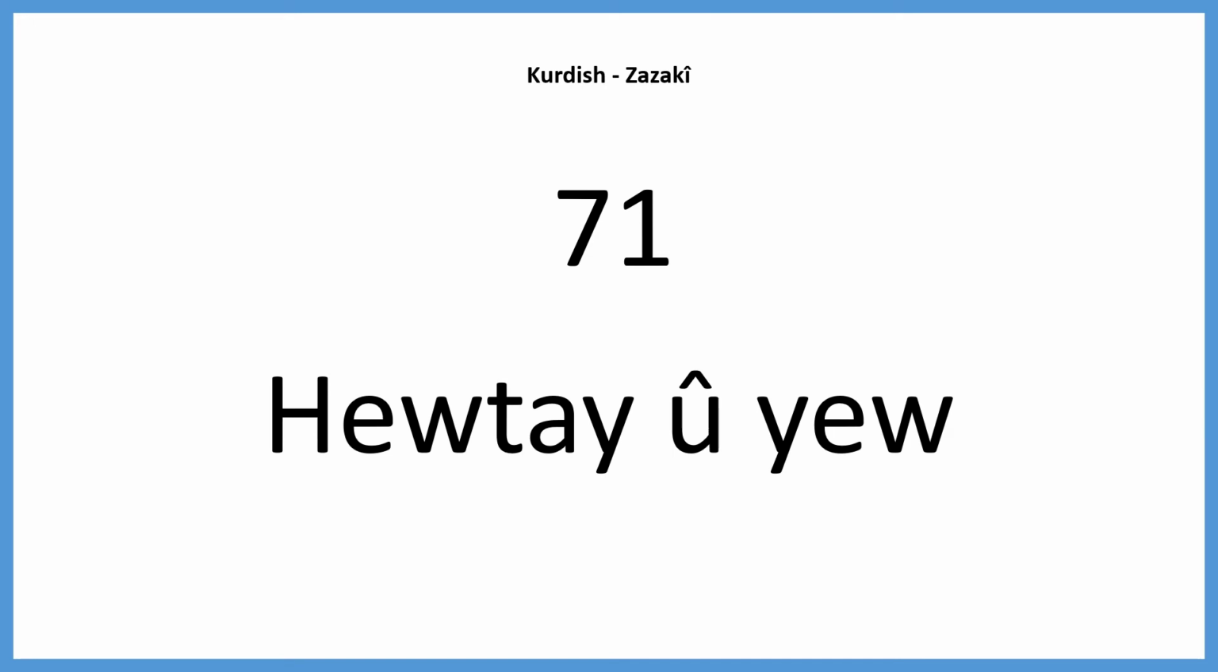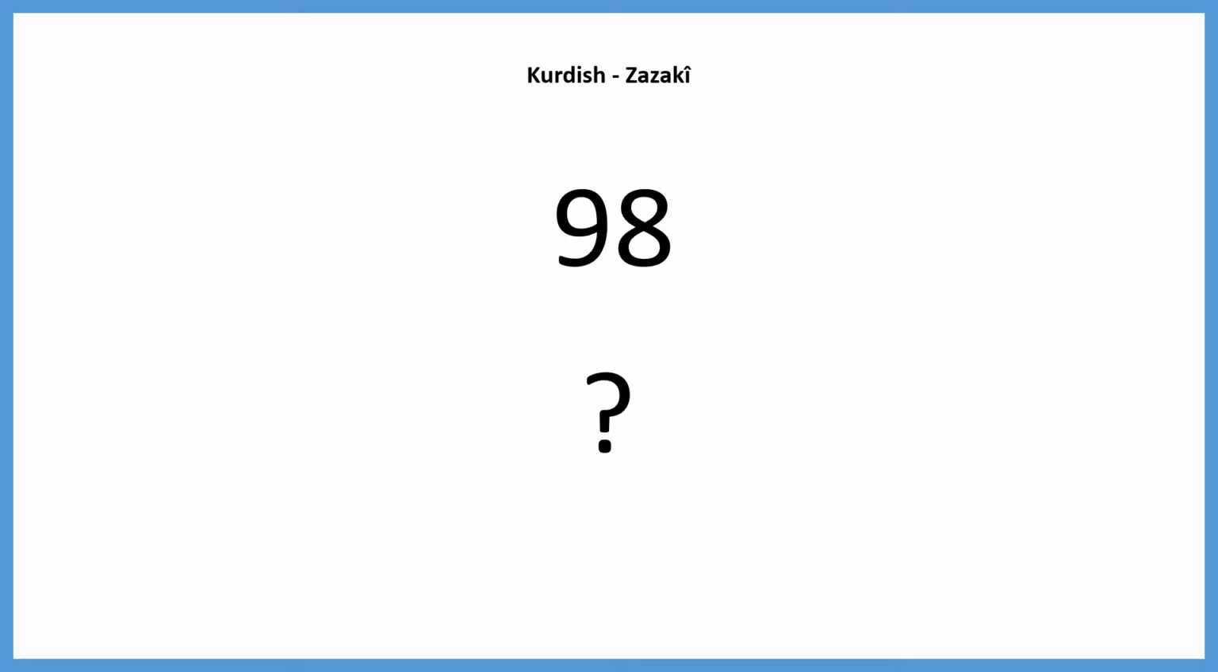71 would be heltai u yeu. Heltai, 70, u, and yeu, 1. Heltai u yeu. Here is our final example. What is 98 in Kurdish? You may pause here.